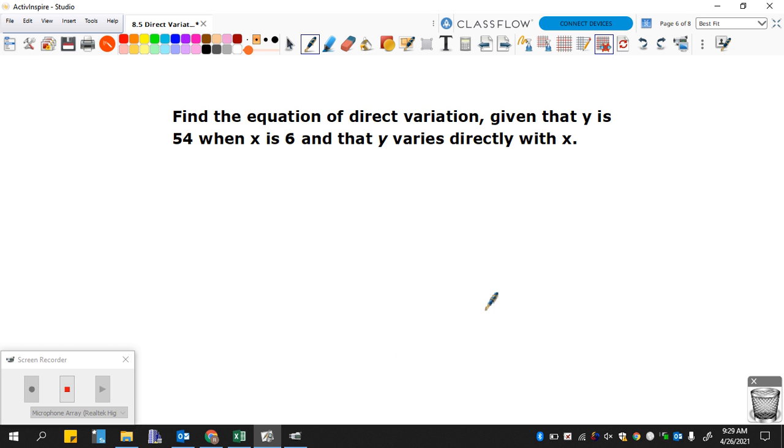All right, here it says find the equation of direct variation given that y is 54 when x is 6 and that y varies directly with x. Remember, our direct variation is y = kx. The big thing we need to do here is find the constant of variation. It says that y is 54, so we're going to plug in: 54 = k times 6.